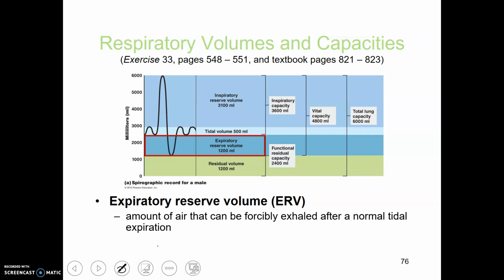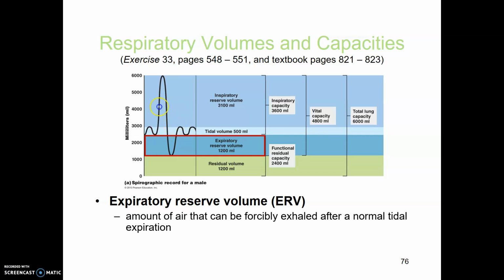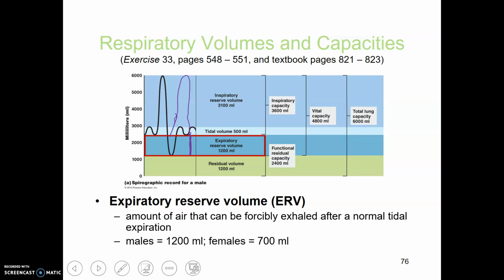Okay, that's your ERV. All right, my pen's working again. So here is your deep breath in, right? Okay, now your normal exhalation. Now let's force any extra air out. Get about that much more out. So it's about 1,200 milliliters more that we can exhale forcefully, right?